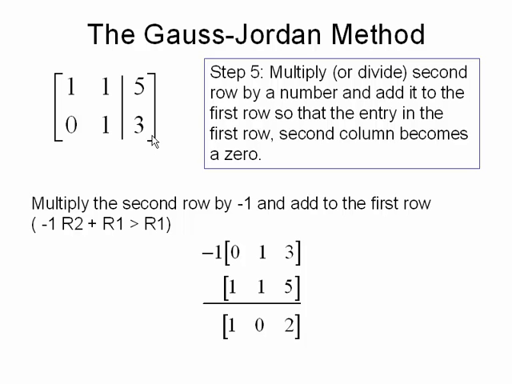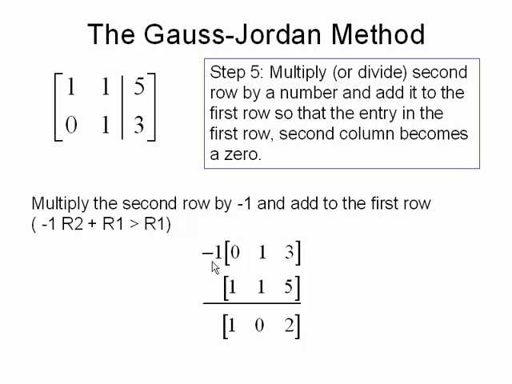In step 5, now we need to multiply or divide the second row by a number and add it to the first row so that the first row, second column entry becomes a 0. So right now it's a 1. So what I'm going to do is take that row that I just modified, multiply it by -1 and then add it to the first row. So I'm going to do -1 R2 plus R1 and put that in place of R1.